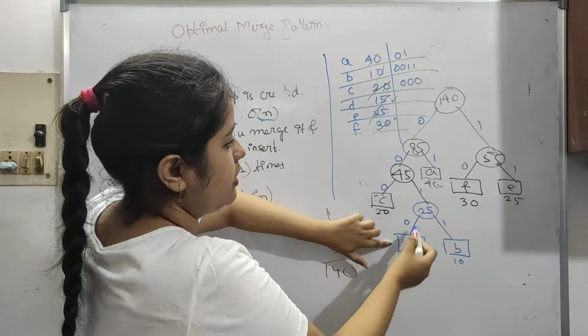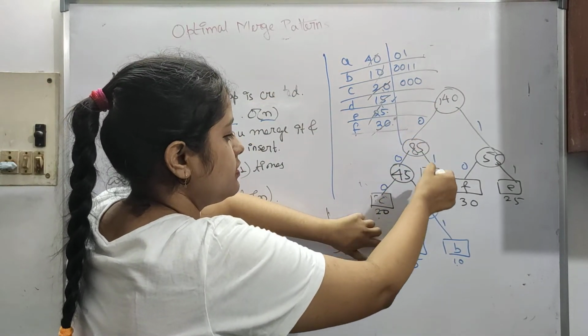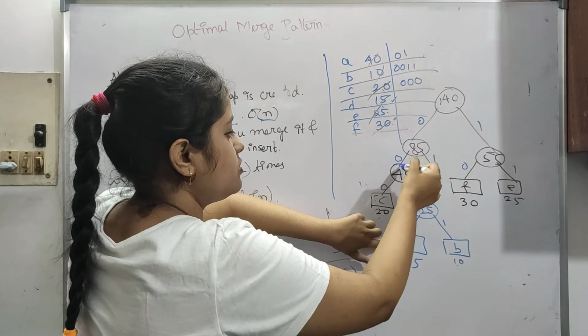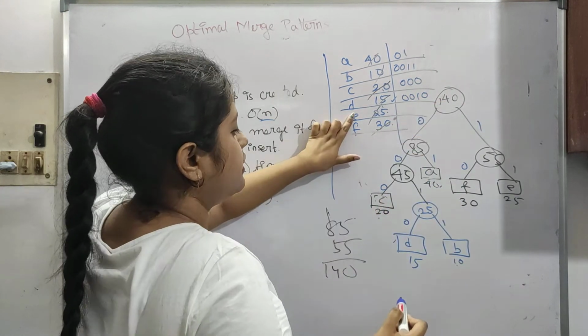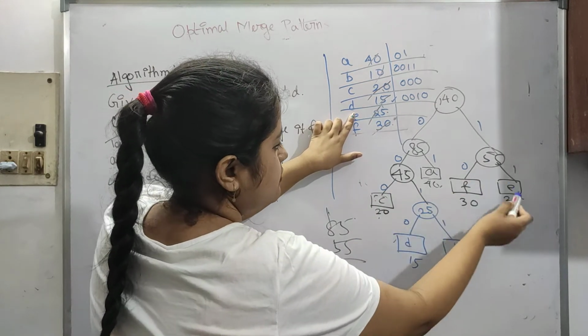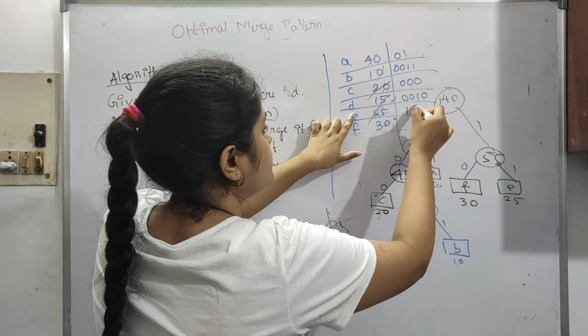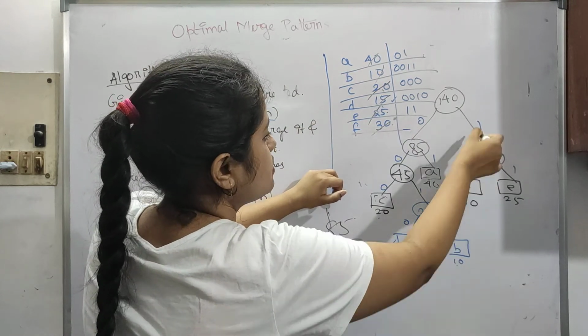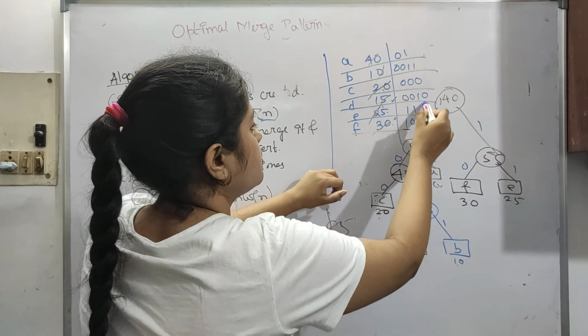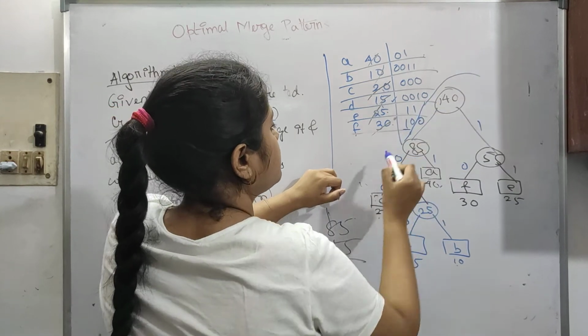D is present here. How can you reach D? From this path. So the path is 0, 0, 1, 0. Then E is present here. So 1, 1. This one is easy. And here this F is 1, 0. Not this one. This is the tree.